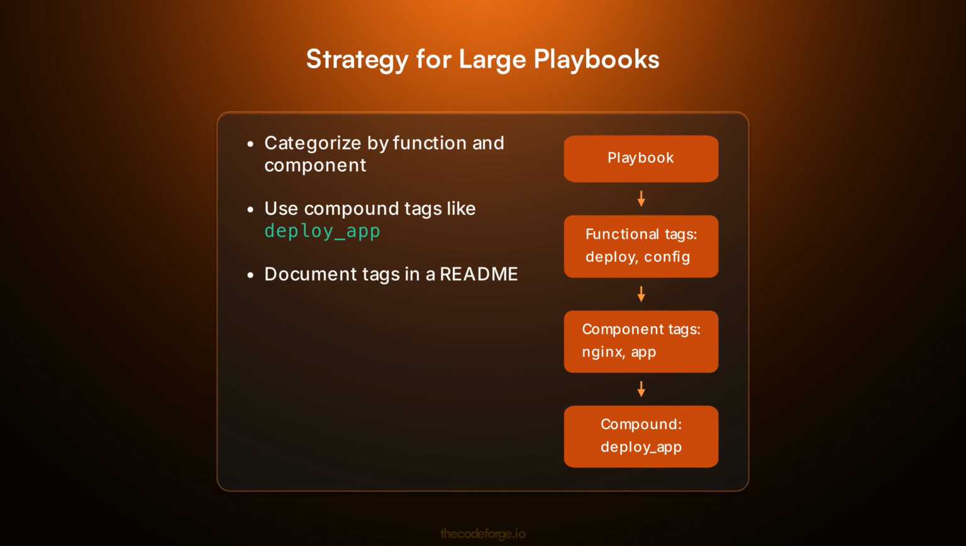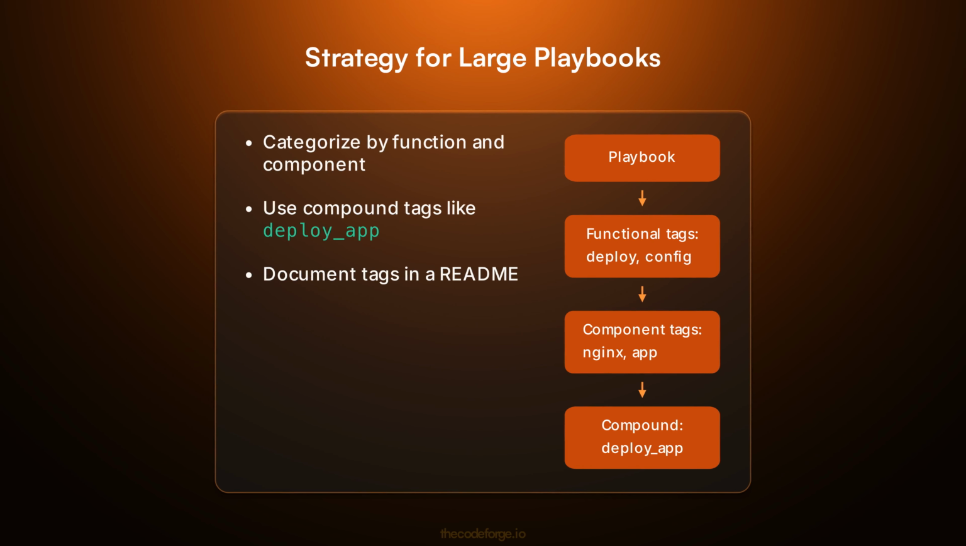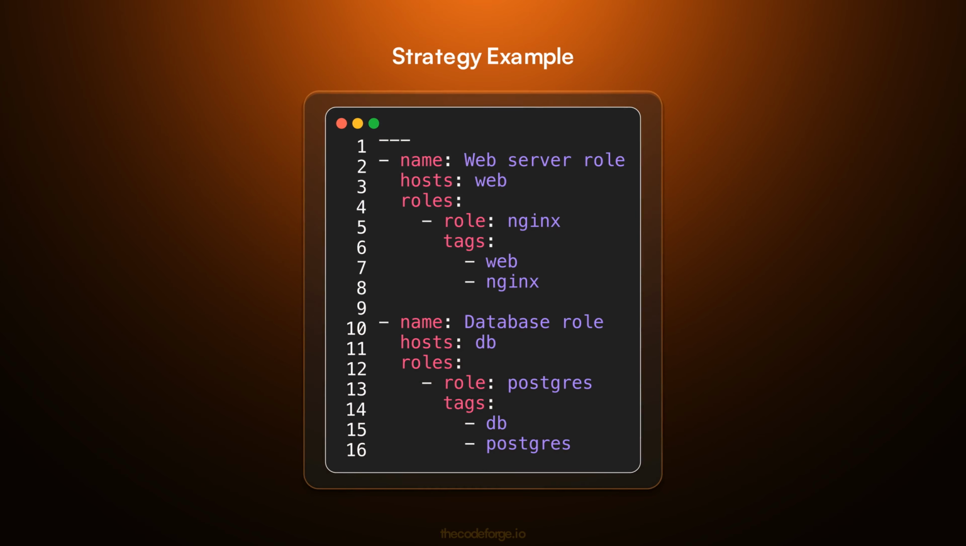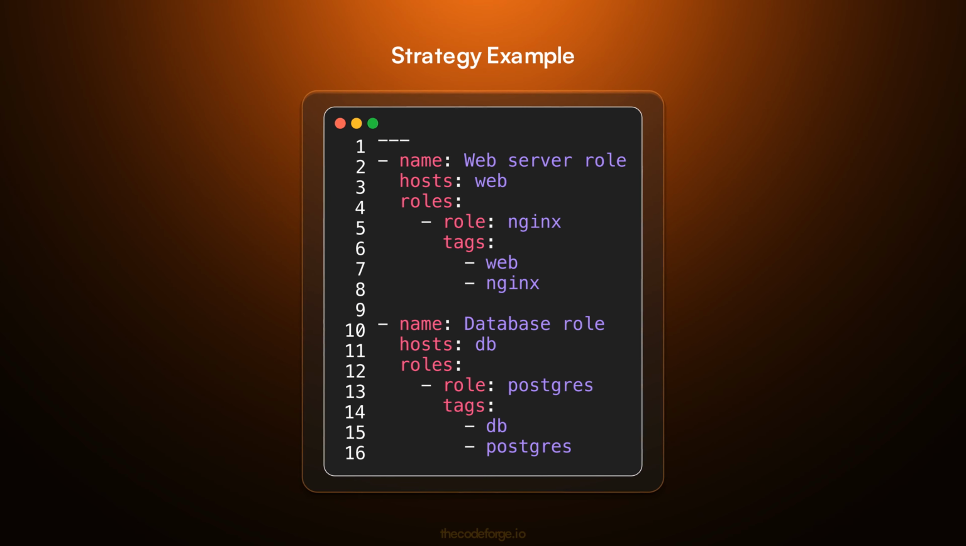For large playbooks, use a consistent strategy. Tag by function: deploy, config, and component: nginx, app. Use compound tags like deploy-app for granular control. Document all tags in a tags.yml file. This shows a tagging strategy with component tags. You can run --tags web to target web servers only.